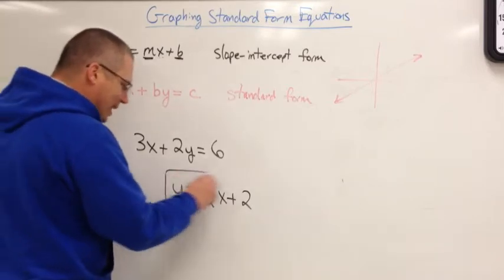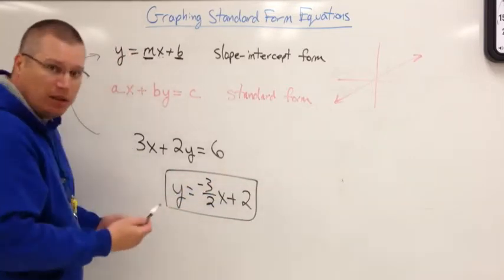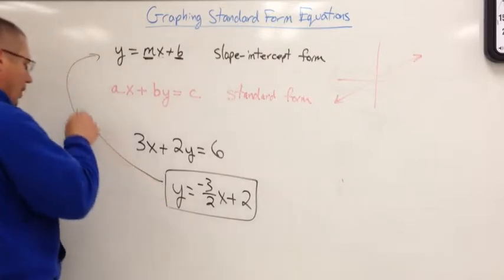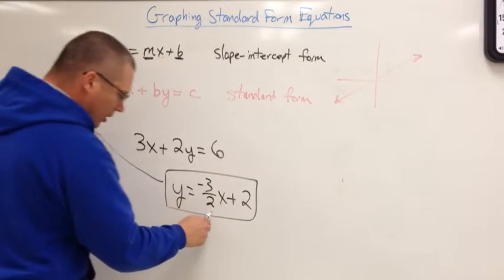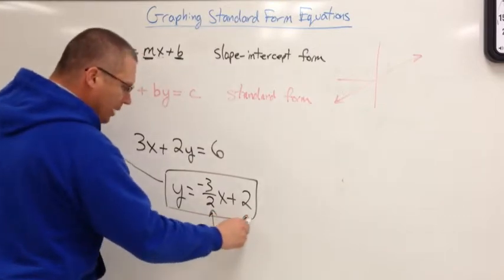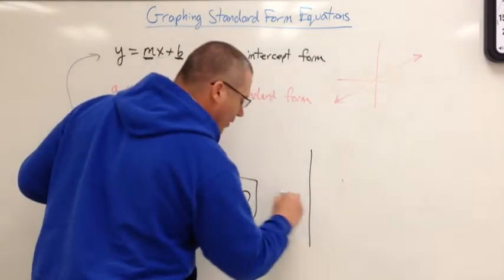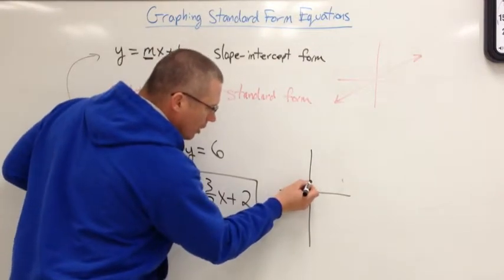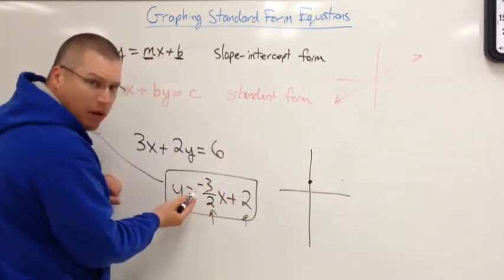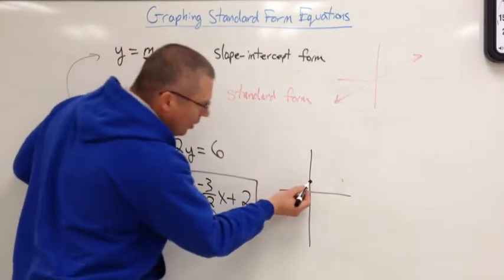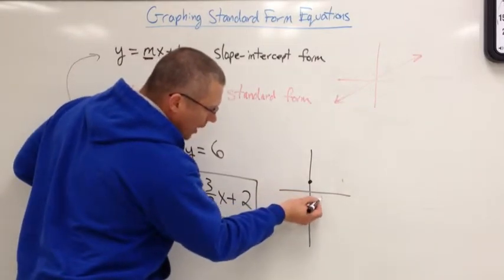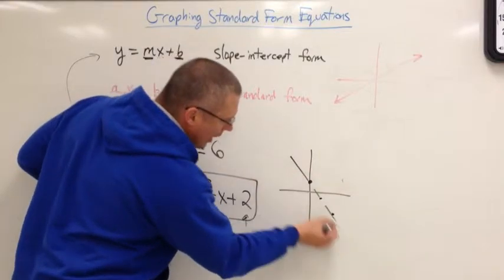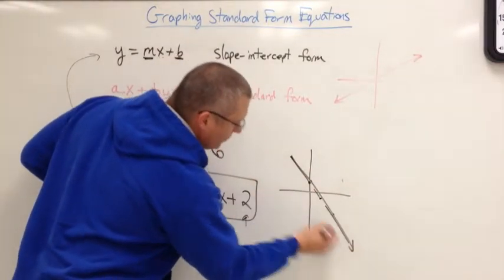The reason we did this was because we learned how to graph slope-intercept form. And that's what this now is. Here's my slope, here's my y-intercept. If we would graph this, we would start at the y-intercept, which is 2. My slope tells me to go 3 down, 2 right. 1, 2, 3, 2 right. 1, 2, 3, 2 right. And I would get a line that looks something like this.